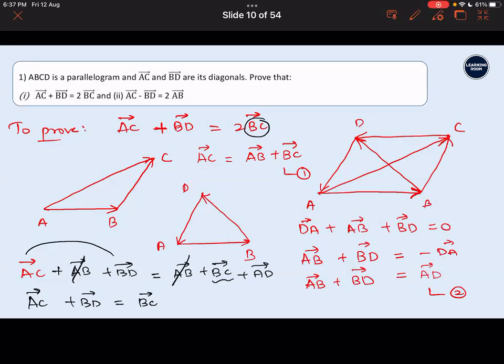Is there any doubt till this step? Now take the other two triangles and try to write the expression for triangle of addition.